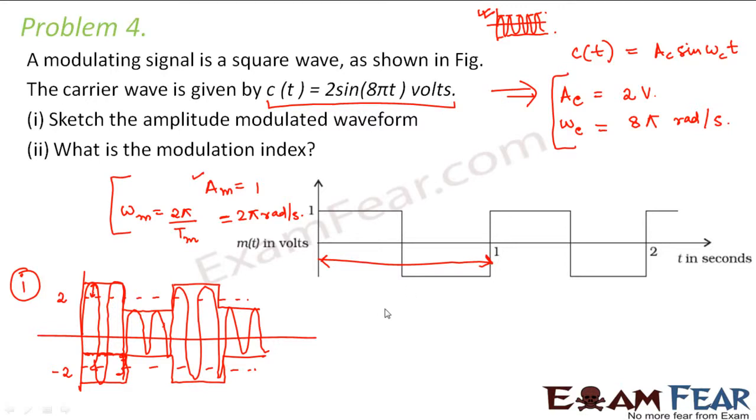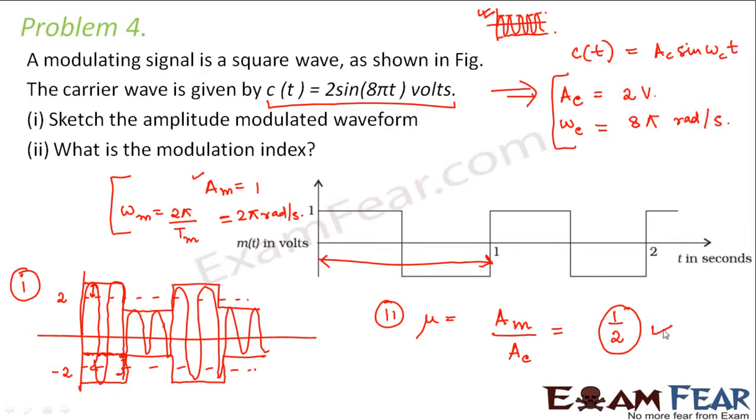Now we also have to calculate the modulation index. Modulation index is the ratio of the amplitude of the modulating wave to the carrier wave. So that comes out to be 1/2. So this would be the modulation index.